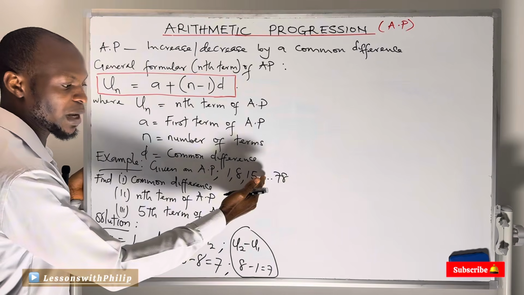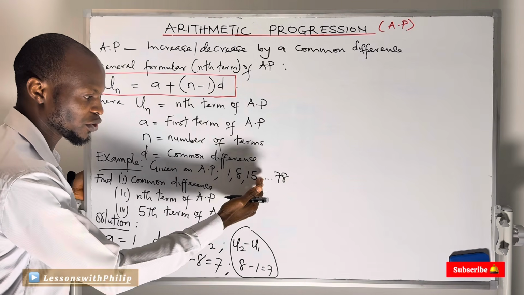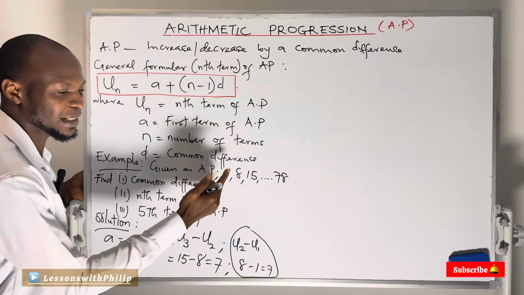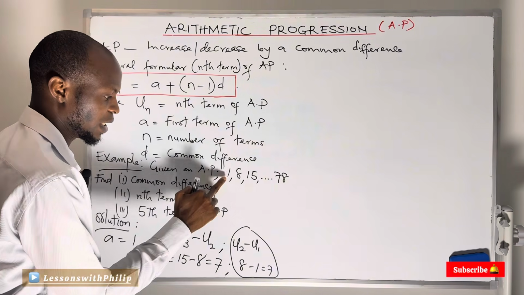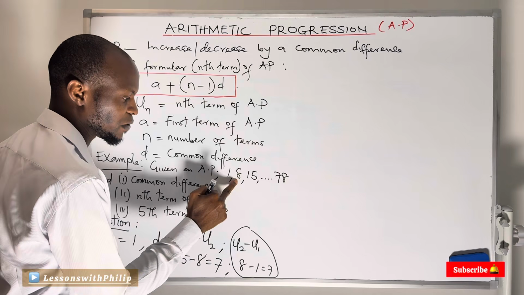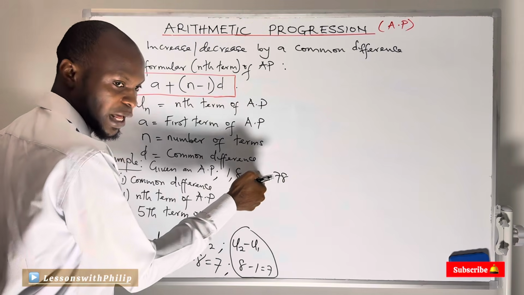I can predict what my next term will be. That shows that as long as it is consistent, it is the common rule. The rule in this is what? Addition of 7. They added 7 to this to get this. They added 7 to this to get this. They added 7 to this to get the next one.